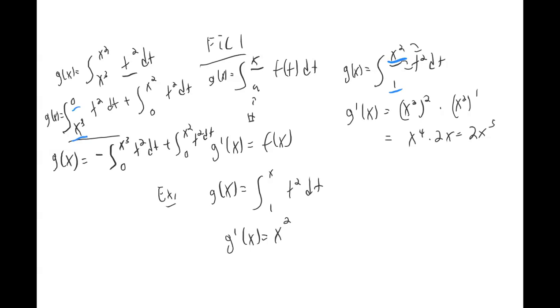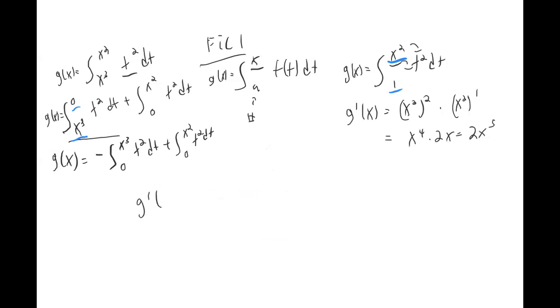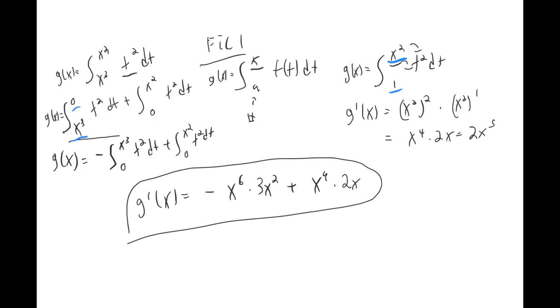Sorry, running out of room. So let me just erase this. And now you know what to do from here on. G prime of x is negative, plug in the x cubed, you get x to the 6 times the derivative of x cubed, which is 3x squared, plus plug in the x squared and then multiply by the derivative of x squared, which is 2x. Okay, everyone clear on this?